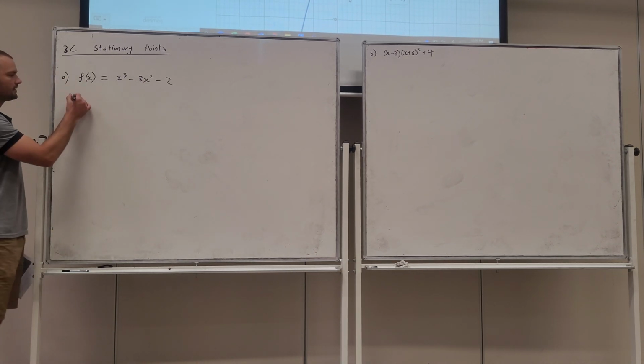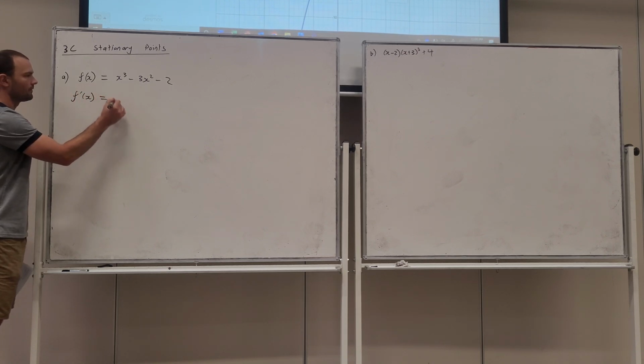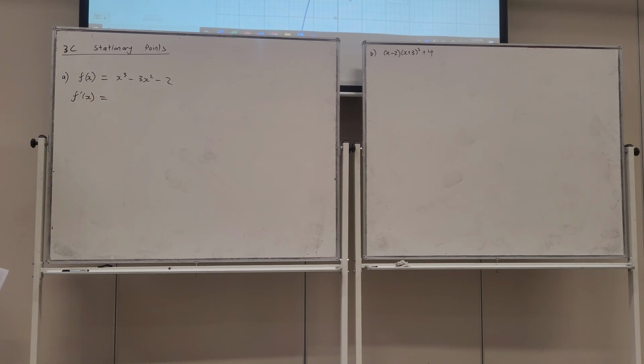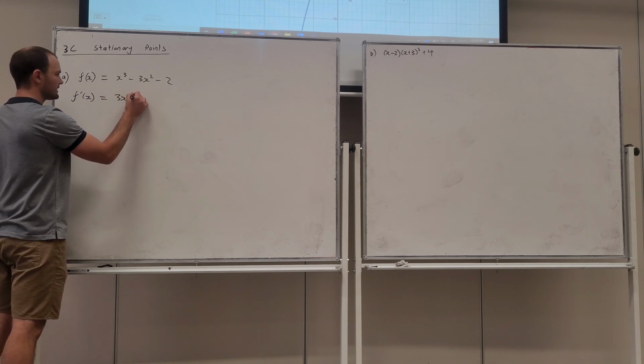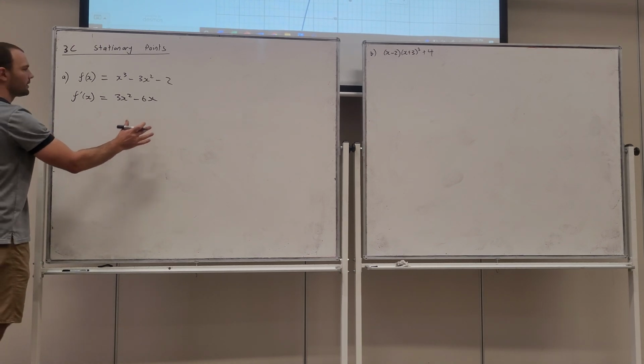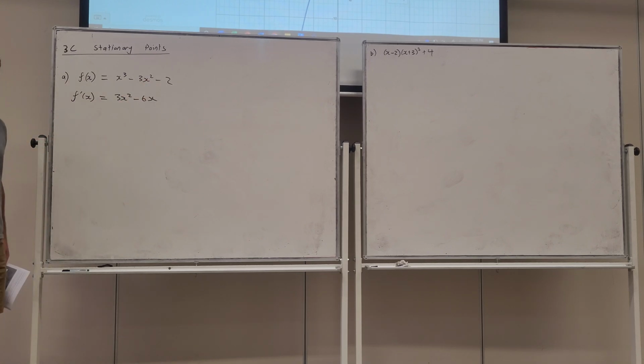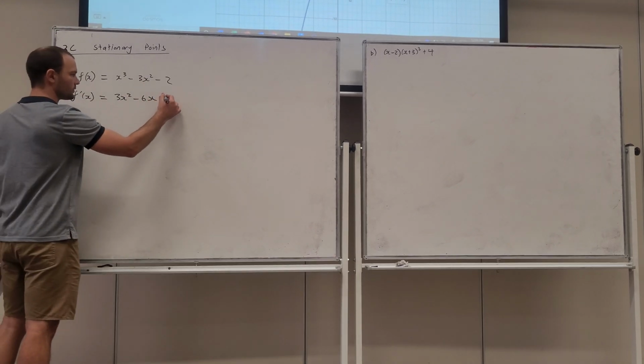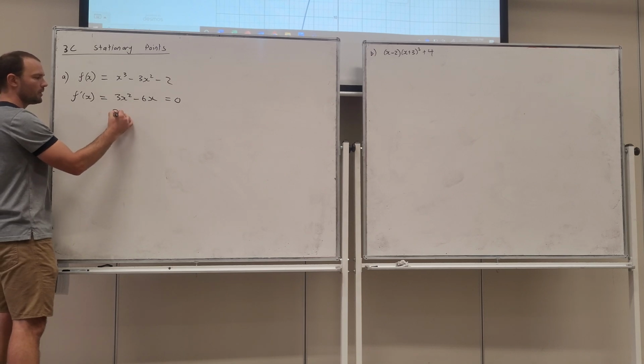So our first step is to find the first derivative. f'(x) is going to be 3x squared take 6x. And we want to draw the sign diagram of the first derivative because it is going to tell us about the original function. If I want to draw the sign diagram, I need to know its roots. So I want to go, when is it going to equal 0?